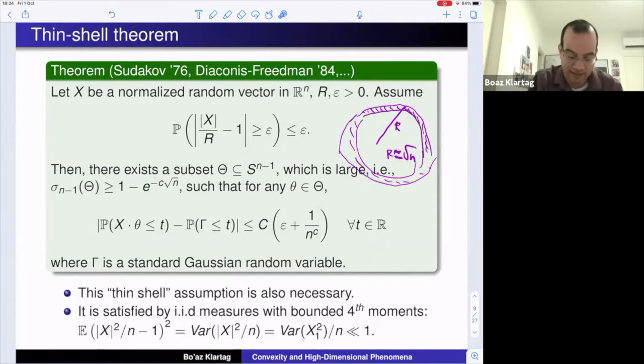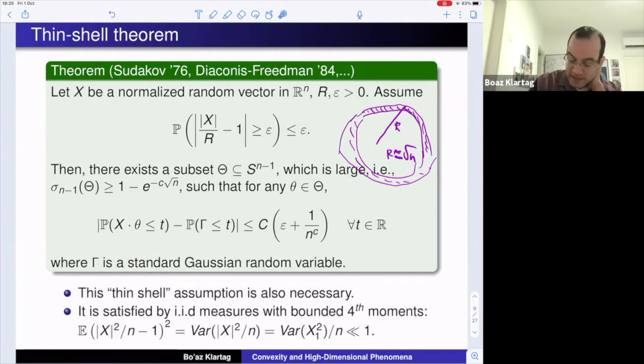Okay, and by the way, in this lecture, whenever I say these letters, capital C, small c, I just mean a universal constant, just a numerical constant, whose value is actually known. I mean, it's effective, so you can give explicit numbers for this constant. Okay, so this is the central limit theorem by Sudakov and Diaconis and Freedman. It is known that this theorem is also necessary in some sense. I'll show it as an example soon.